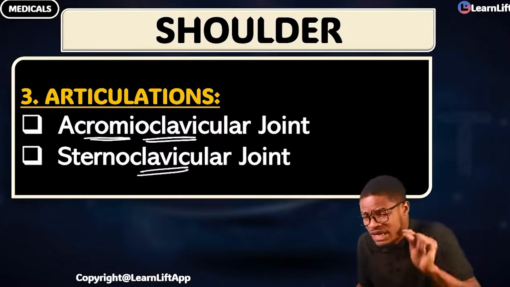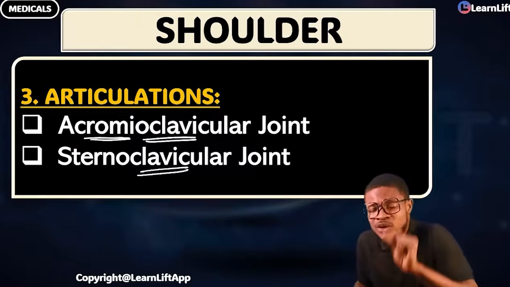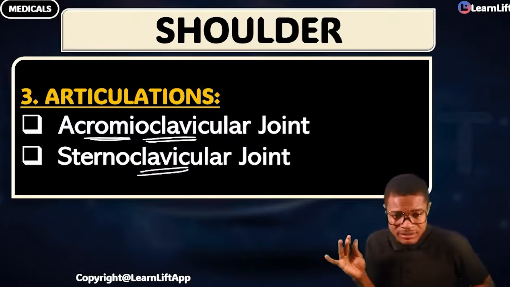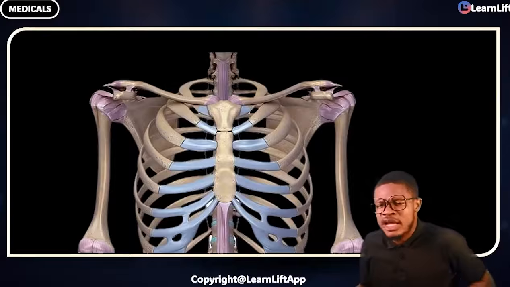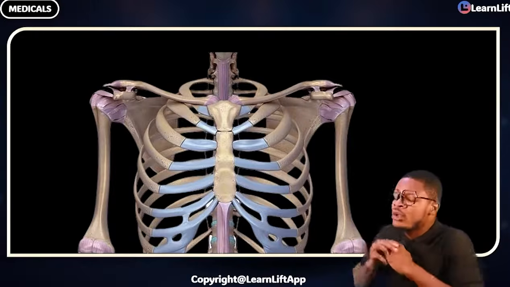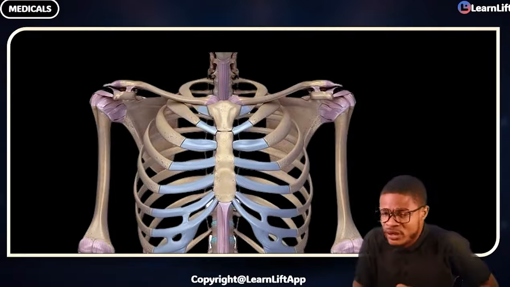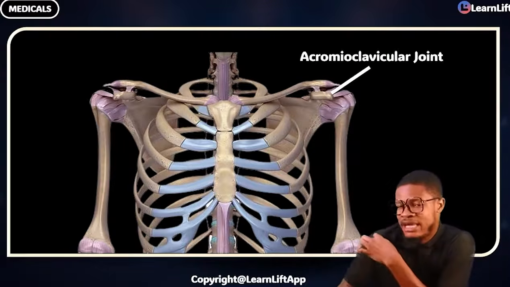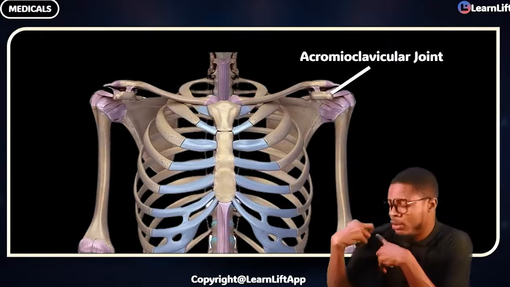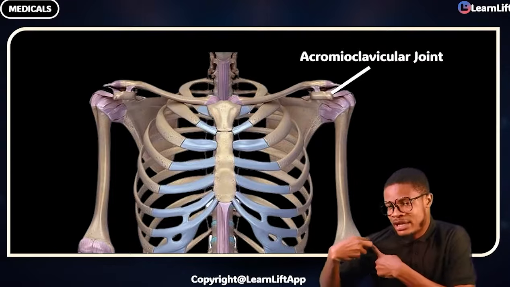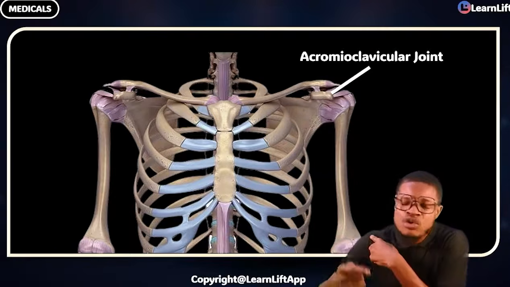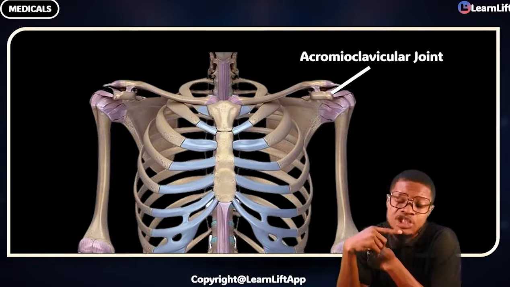What's number 1? Acromioclavicular. What's number 2? Sternoclavicular joint. Is it making sense? Let me show you very quickly so that you see it. From this here, where is the acromioclavicular joint? Where is the sternoclavicular joint? Now look at this. This one here, touch it in your body. This one here, are you getting it now? What is it called? Acromioclavicular joint in the shoulder.